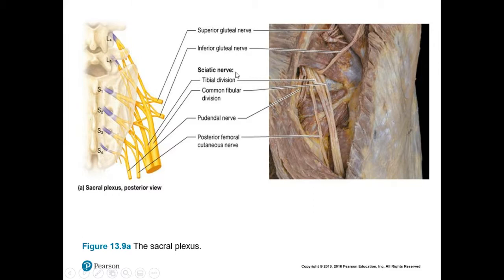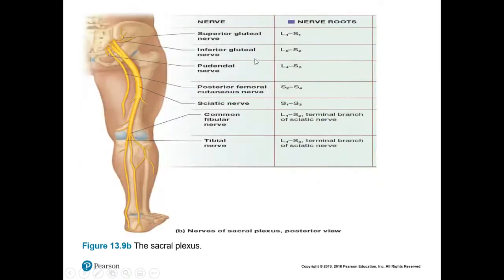The third division is the sciatic nerve, which extends down into the lower leg, right? So this one has subdivisions. We have tibial, fibular, pudendal, and femoral divisions. All right, so let's see. Here it is. So superior gluteal nerve, I think I talked about that one. So these two, again, are buttocks region.